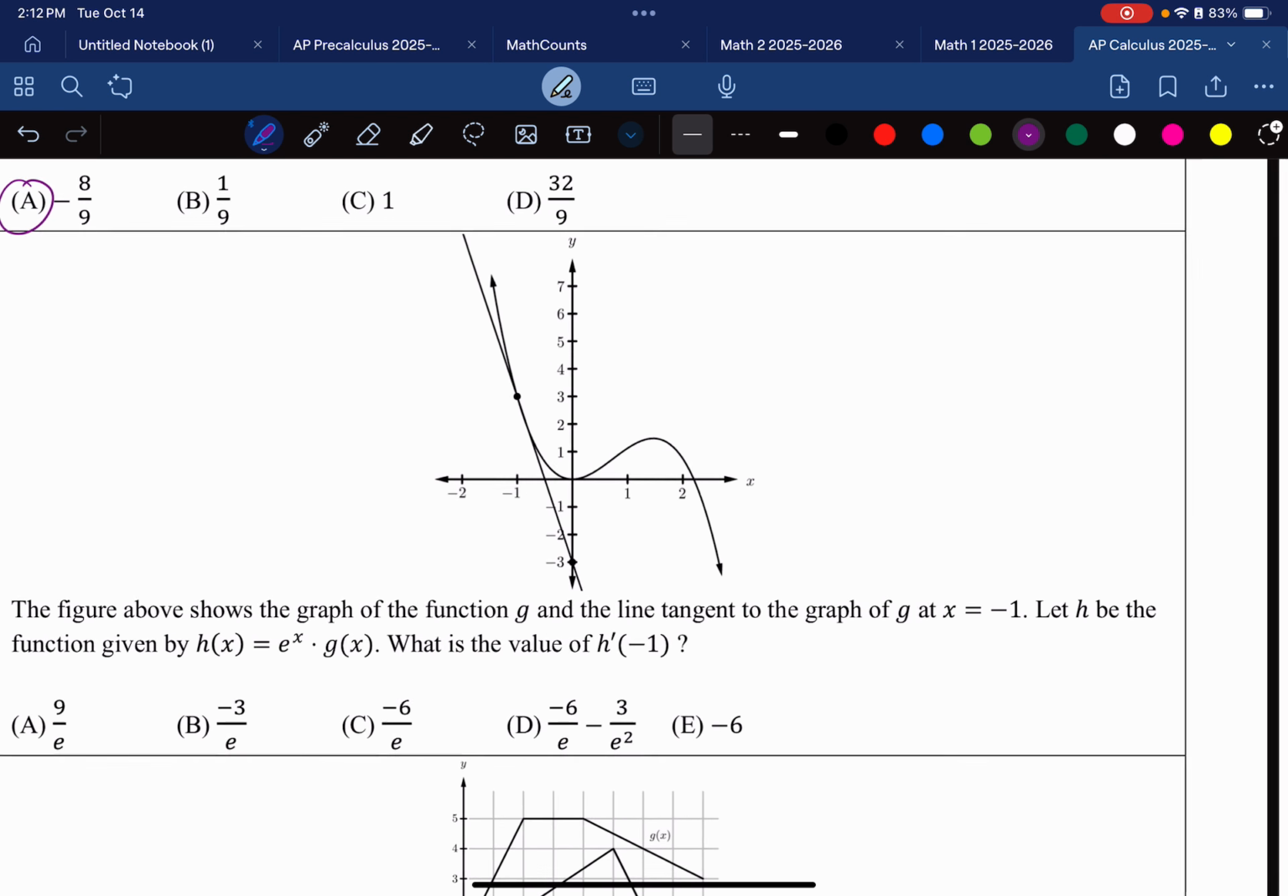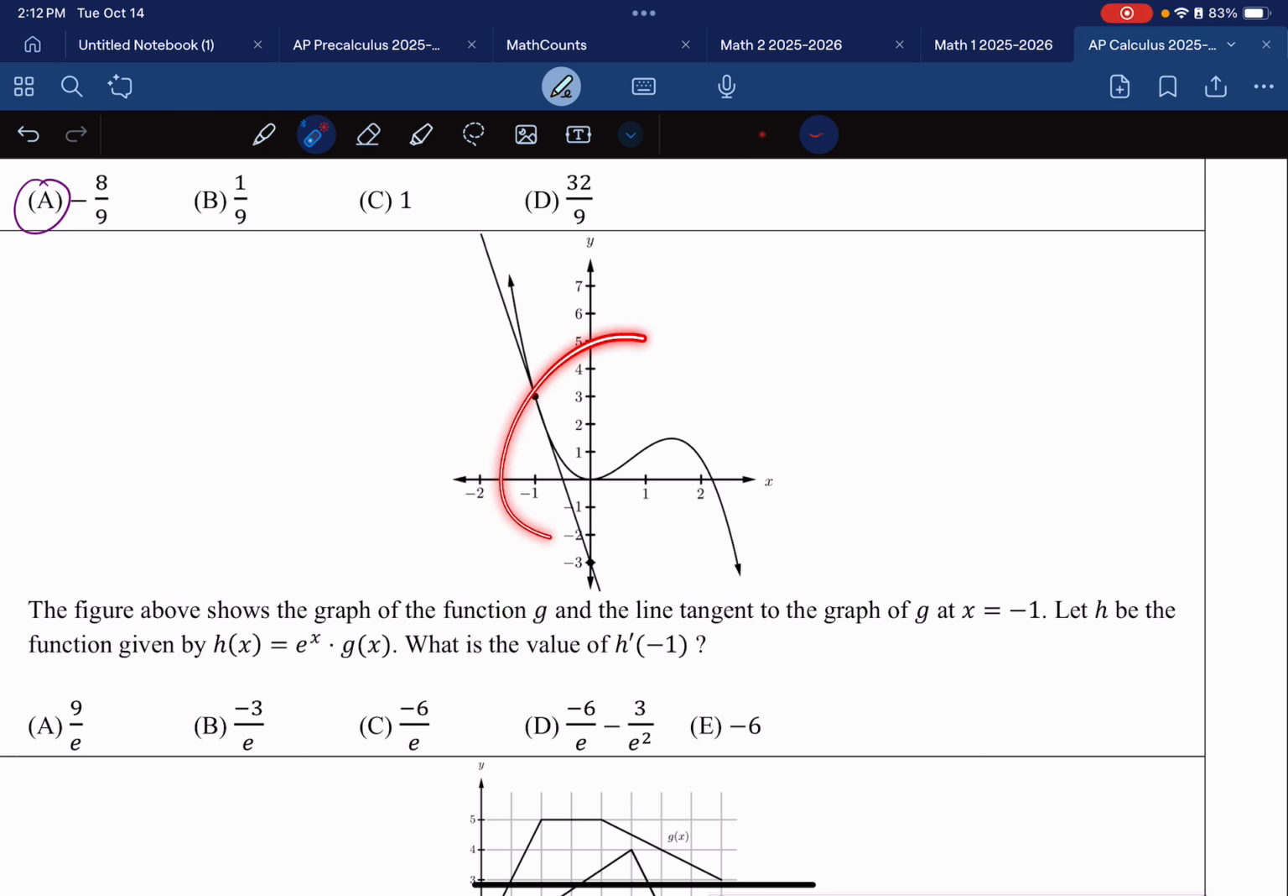Moving on to number 5. All right, I'm immediately seeing there's a graph. I'm jumping to the question, h prime. How is h defined? H is defined by these two things being multiplied together. That is product rule. Once again, product rule is 1 times d2 plus 2 times d1.